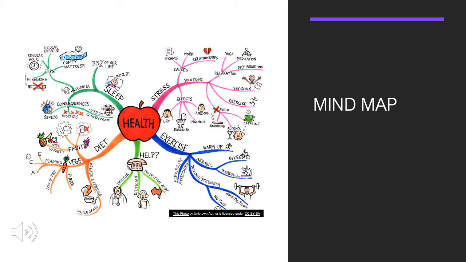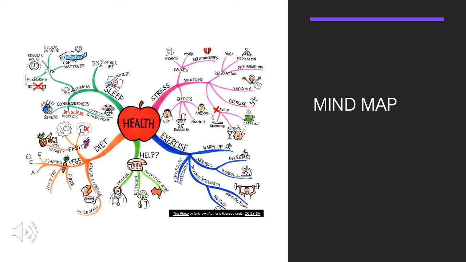This is an example of a mind map. You can see that it is used here to describe and illustrate what good health looks like and requires. The illustrator shows that to have good health, you must be concerned about 5 things: sleep, stress, diet, exercise, and resources, or knowing who to call when you need help.